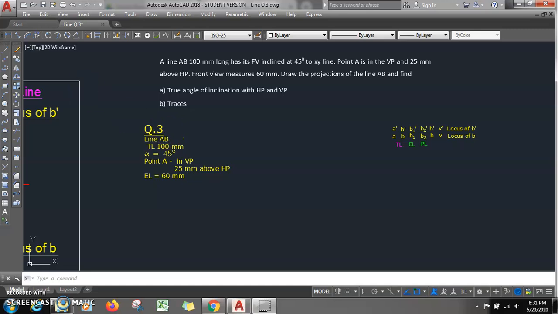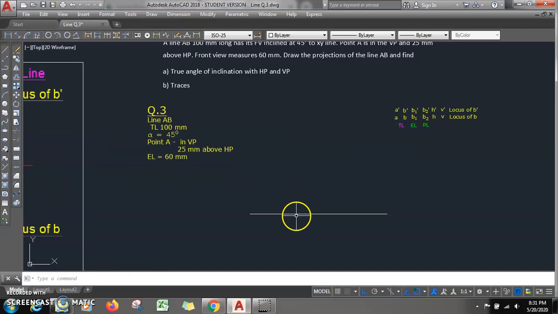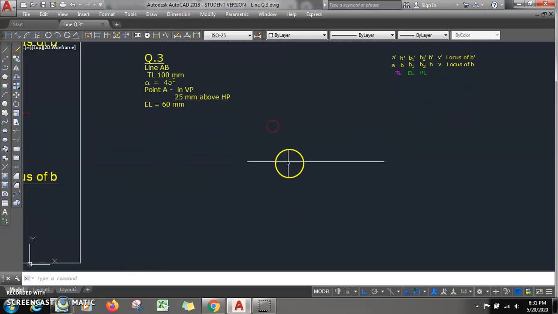Okay, so very simple. First of all, I will draw one horizontal line. Take a line, Ortho mode should be on. So first of all I will draw horizontal line. What next? Next thing is point A is in VP and 25 mm above HP. So point A is 25 mm above HP and in VP.